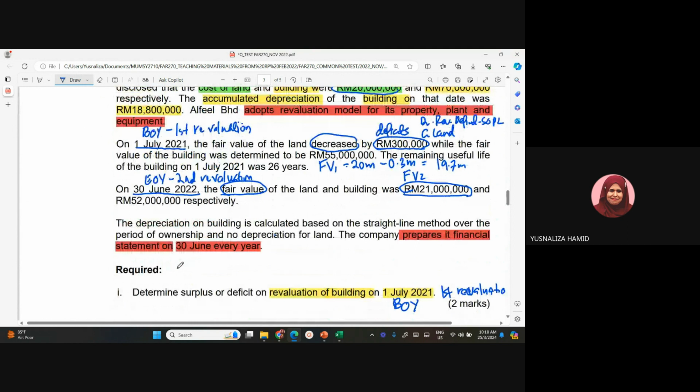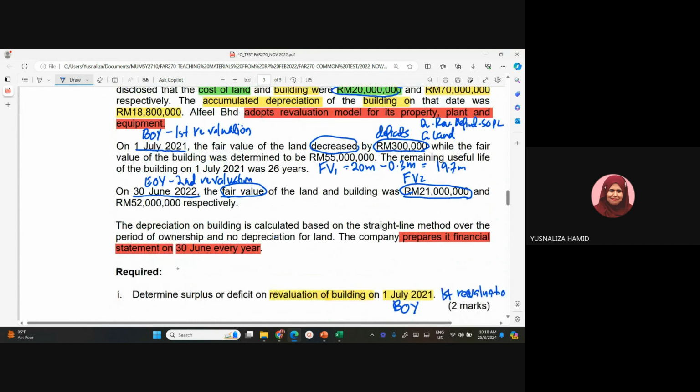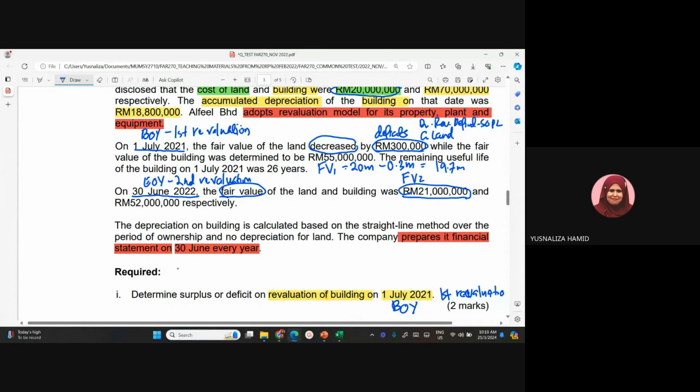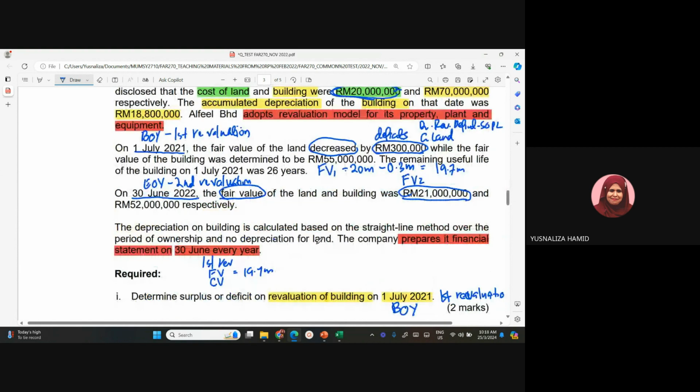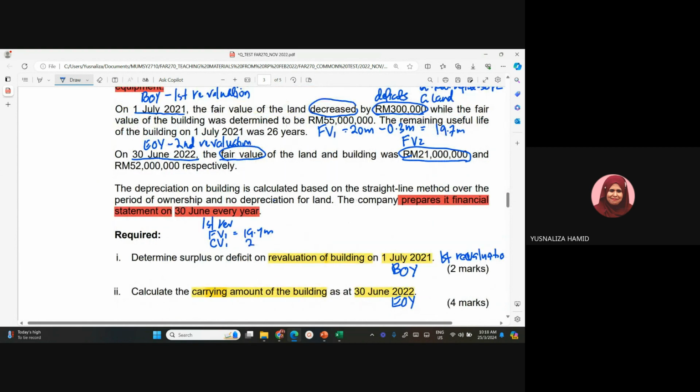But for your information, you will notice that this is the situation where at first, I'm going to draw a line for you. You have the first revaluation here, where the fair value, I have mentioned earlier, was 19.7. And you have the carrying value. Carrying value is the cost of the land. Since the land was not depreciated, that will be our carrying value one, which is 20 million. And that difference of 0.3 million is your deficit. So this is the first deficit or initial revaluation.